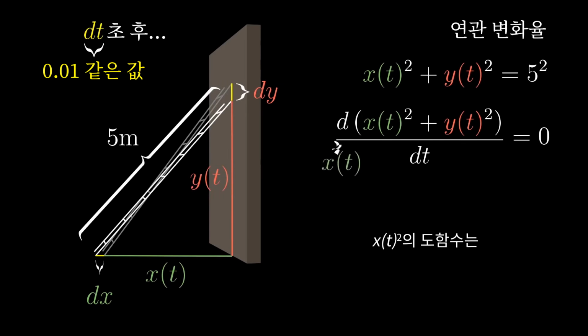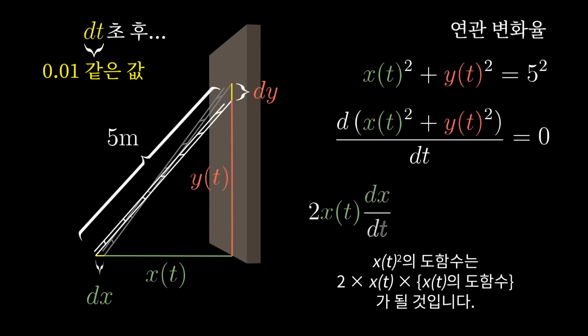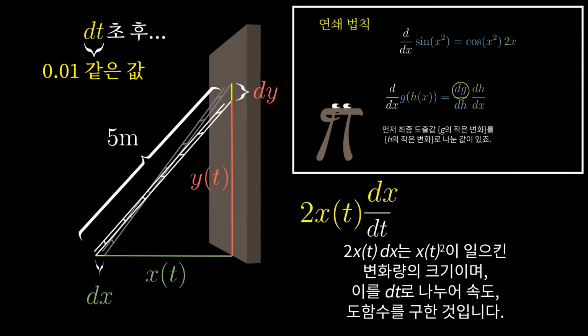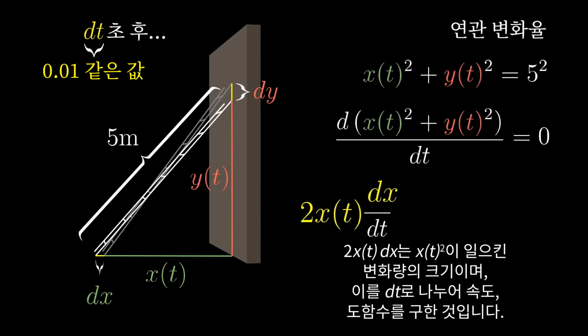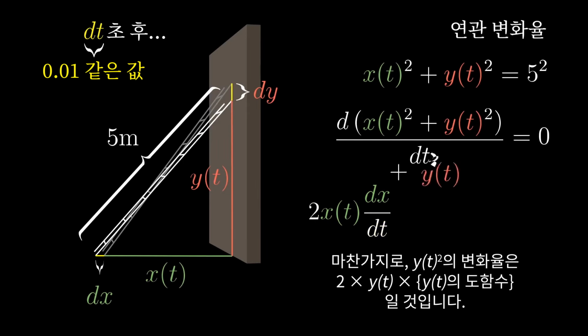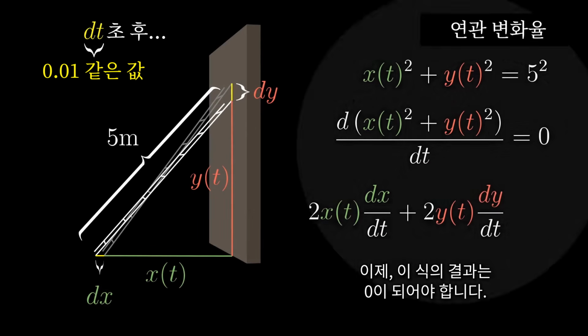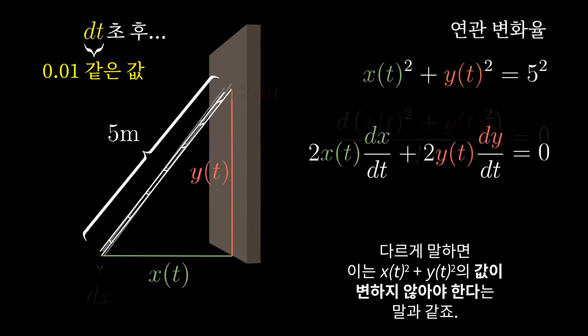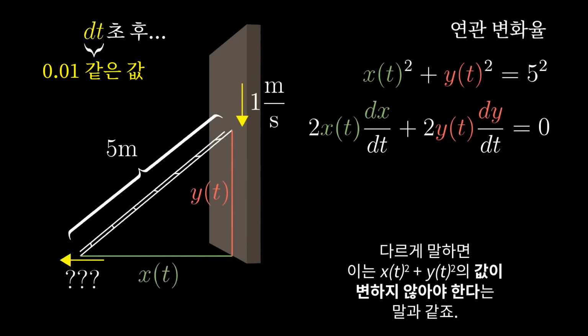Well, the derivative of x of t squared is 2 times x of t times the derivative of x. That's the chain rule that I talked about last video. 2x dx represents the size of a change to x squared caused by some change to x, and then we're dividing out by dt. Likewise, the rate at which y of t squared is changing is 2 times y of t times the derivative of y. Now, evidently, this whole expression must be 0, and that's an equivalent way of saying that x squared plus y squared must not change while the ladder moves.